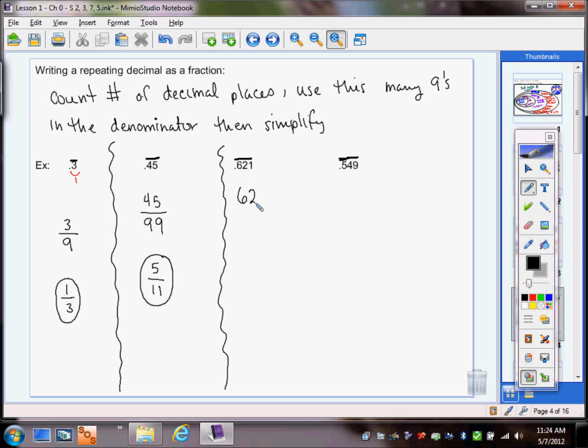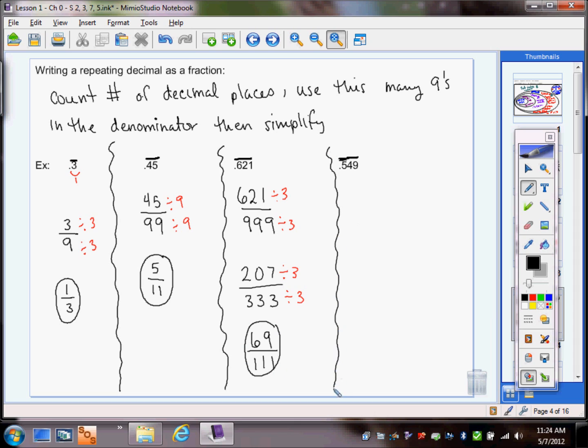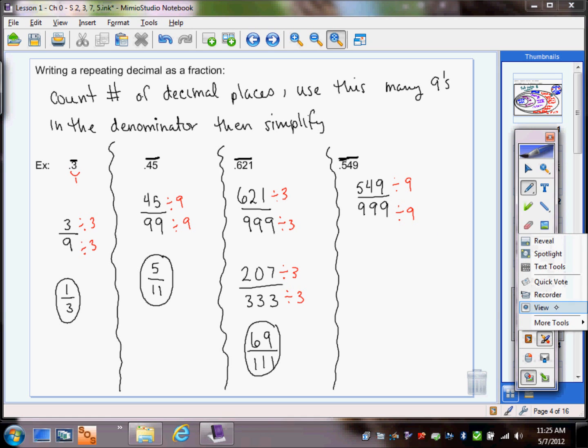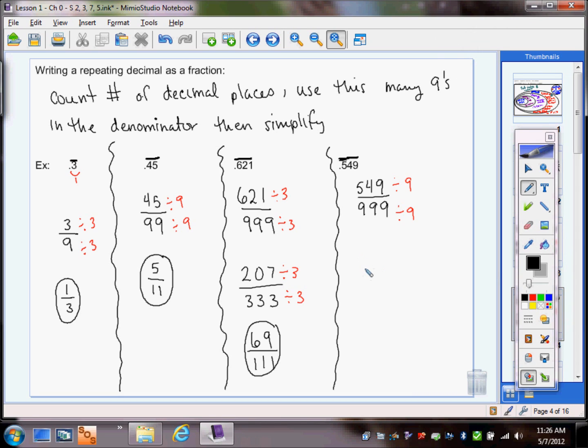I have 621 repeating, so that's over 3 9s. These will both divide by 3. If I divide by 3, I get 207 over 333, which will again divide by 3. I get 69 over 111. And if I divide them by 9, I get 61 over 111.